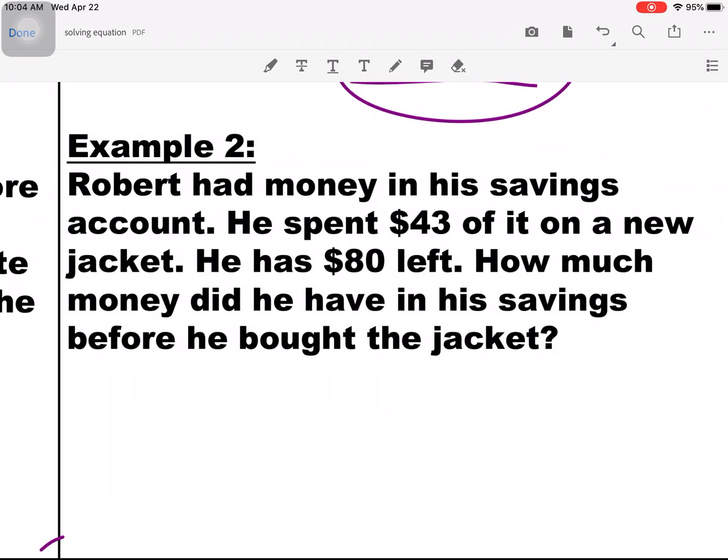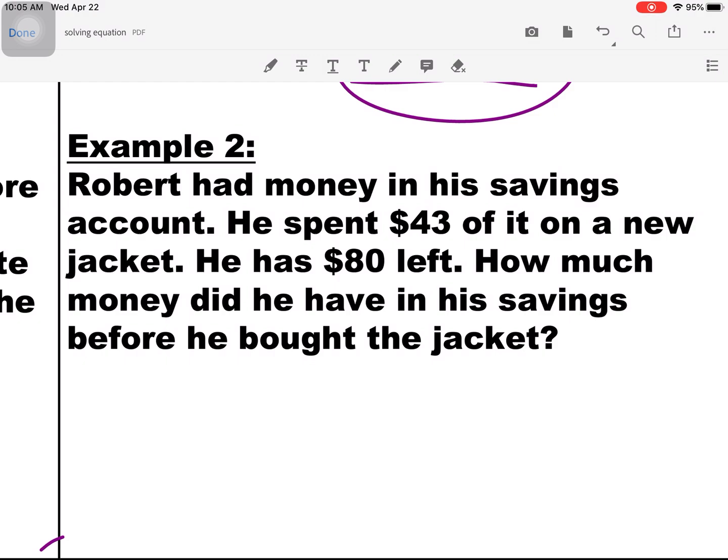All right, so now let's look at our word problem. Robert had money in his savings account. He spent $43 of it on a new jacket. He has $80 left. How much money did he have in his savings before he bought the jacket? Now, I know if I wanted to know how much money Robert had in his account before he bought the jacket, I would just add 80 and 43. But since I also have to write an equation, I am going to write the equation using the inverse. So it's going to be a subtraction equation.